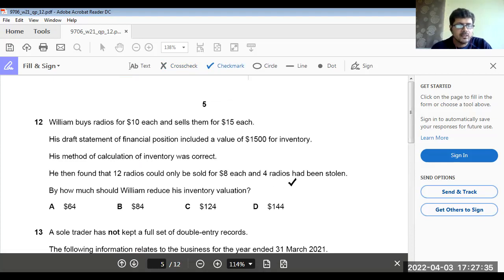Okay. Now William buys radios for $10. He can sell them for $15. So cost price is 10, selling NRV is 15. The draft final accounts include inventory value of 1500. His method of calculating inventory was correct, but he found that 12 radios could only be sold for $8. NRV is 8 and cost price is 10, so $2 of cost is reduced. So 12 radios multiplied by 2 makes $24. We have to reduce this from the inventory. 4 radios are stolen, which means 4 multiplied by 10, $40. 24 plus 40 is 64. So the value of inventory should be decreased by 64. So this is the answer.